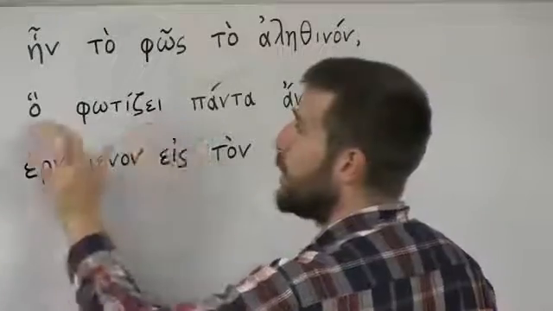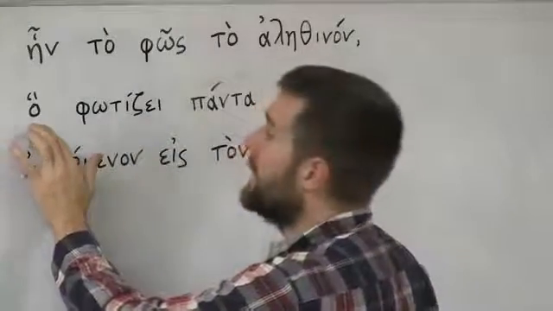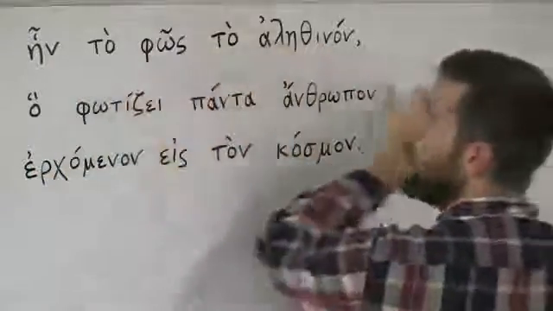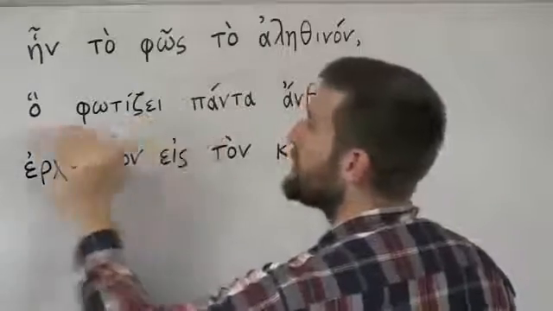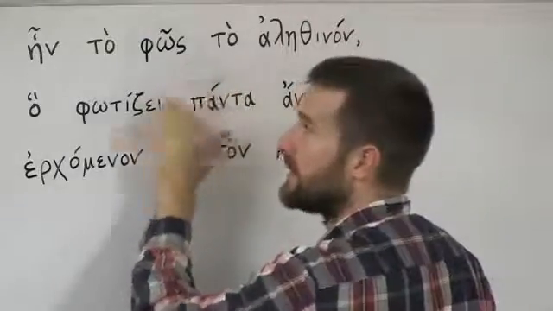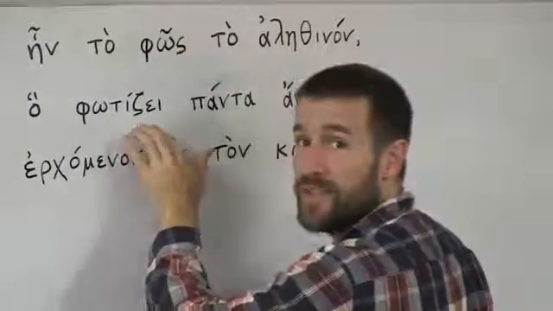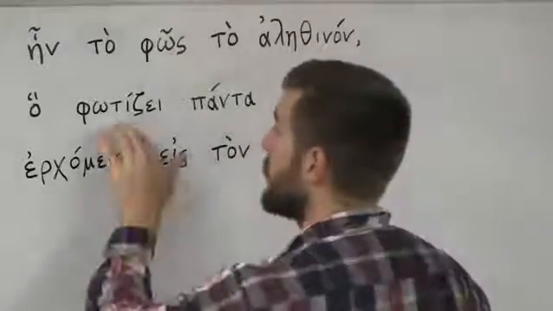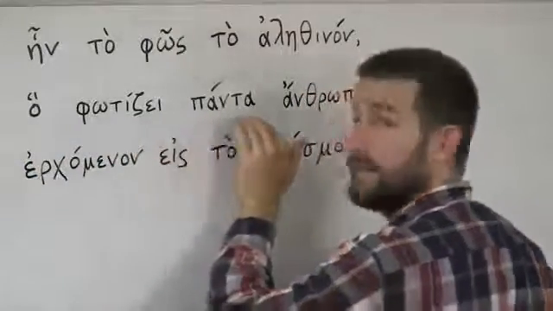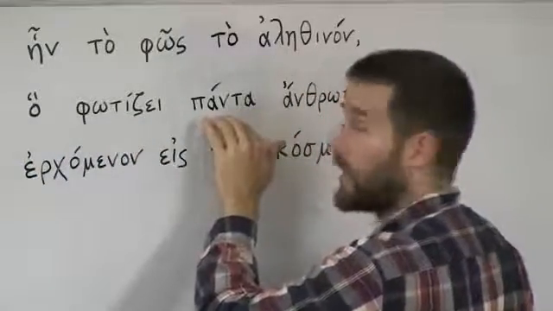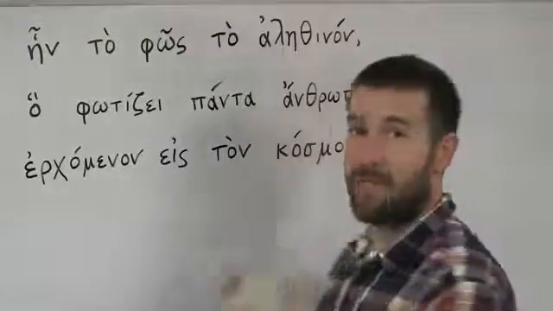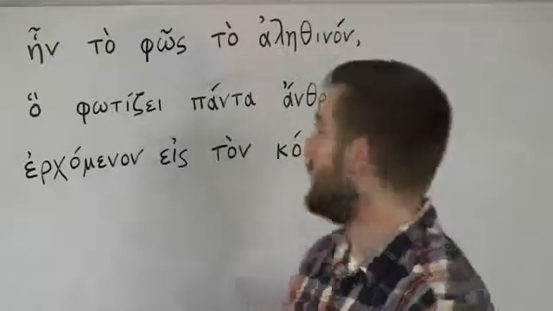"Ho photizei," and ho is the word "the," but in this case it doesn't mean "the." In this case it's acting as "that" or "which," okay? So, "En to phos to alethinon, ho photizei, which lighteth," okay? Notice the similarity between the noun phos, the light, and photizei, which means lights or lighteth, the verb form, third person singular. "Ho photizei panta." Now, panta means all, okay? "Panta anthropon." Okay, so panta anthropon means every man, all right? All men, every man, okay?